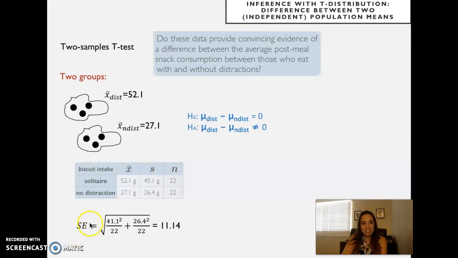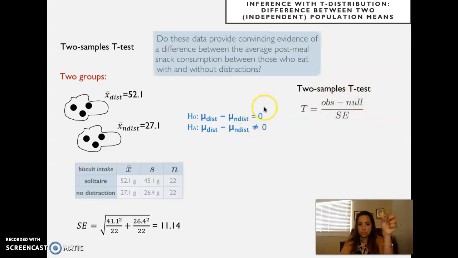So here is our standard error that we'll need for the test statistic. It's 11.14. And here's the two-sample t-test formula. We get the observed difference minus the null, which is 0, and we divide by this value of standard error here. So 25 is the difference between these two, minus 0, which is the null. And here is the standard error. And we get a t-value of 2.24.